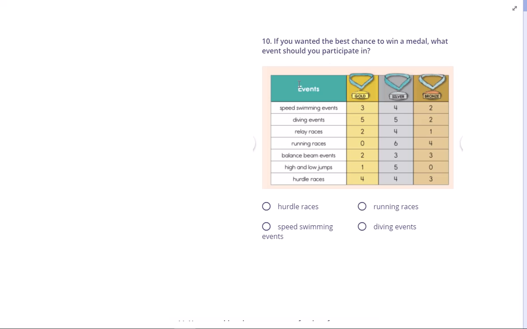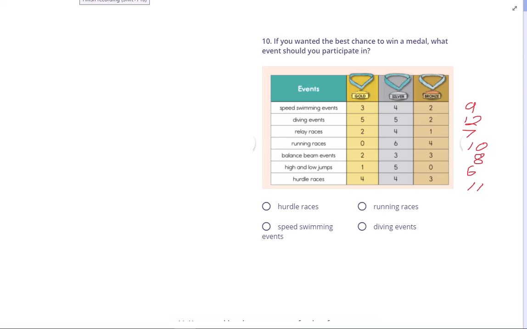Question 10, and this is showing us different events, different sports events, and the number of medals, gold, silver and bronze, that were won in some competition. And the question is, if you wanted the best chance to win a medal, what event should you participate in? Well, what you're going to need to do is look at these figures in the table and work out which event has handed out the most number of medals. So what you'll need to do is make a total of the gold, the silver and the bronze for each event.